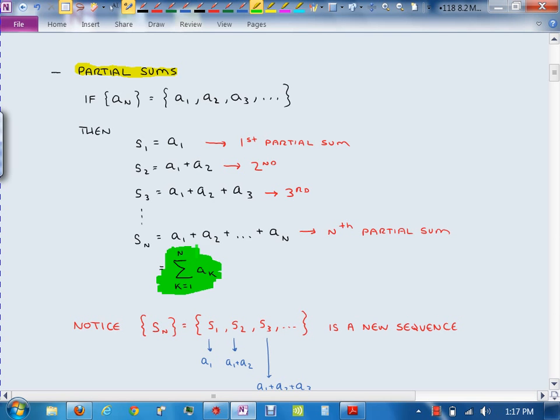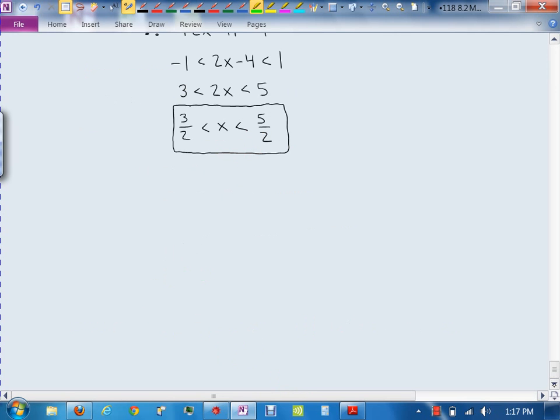So S1 is just the first term of this sequence. S sub 2 is the first 2 terms of that sequence added. S sub 3 is the first 3, and so on and so forth.